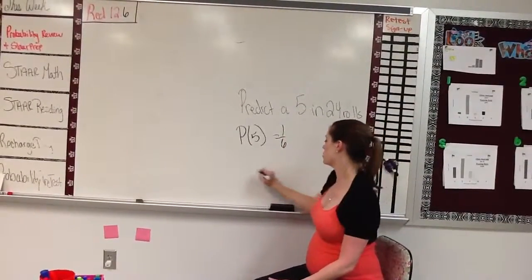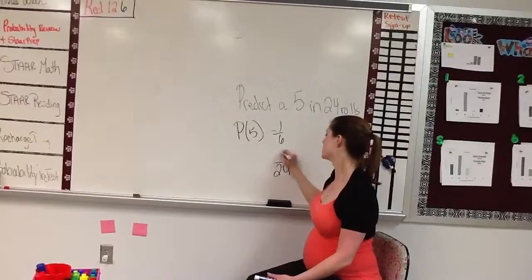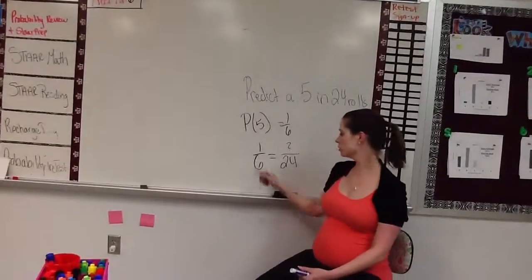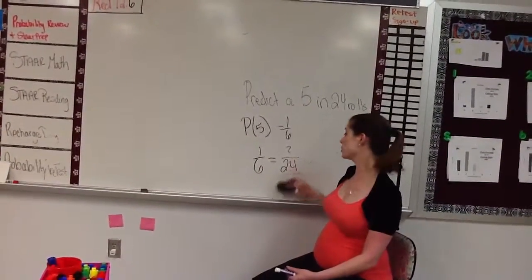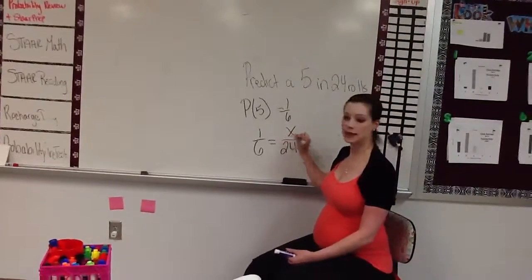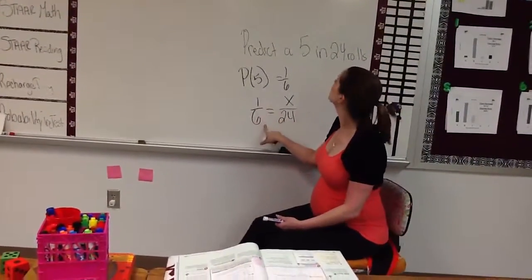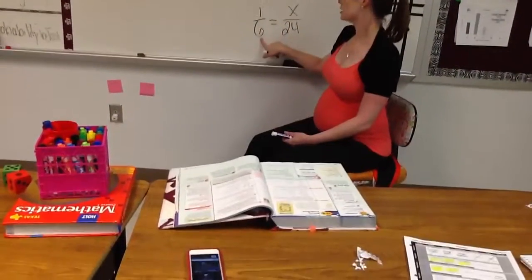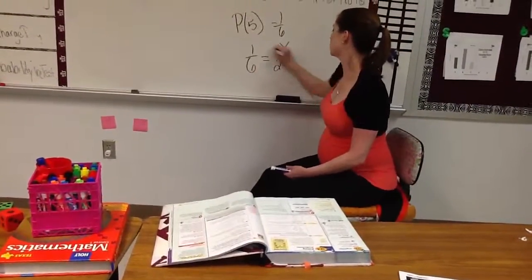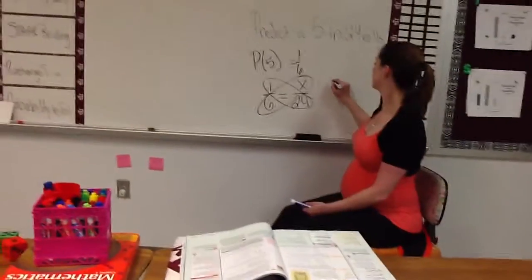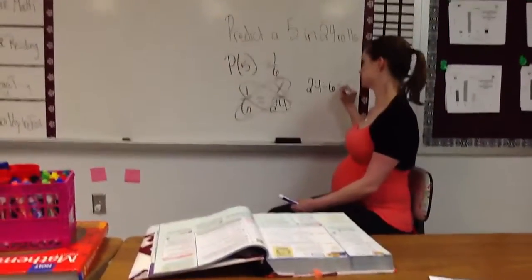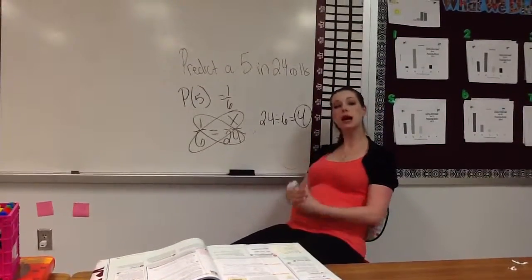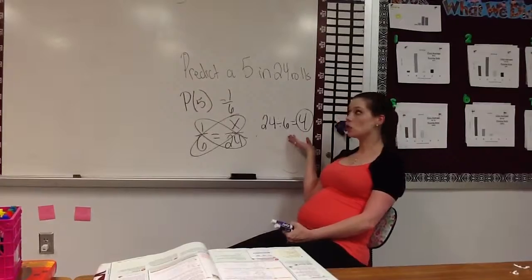If out of 24 rolls, how many of them are 5s? Well, you set up a proportion. We've done proportions before. 1 out of 6. And remember, we're in middle school now, so we don't put question marks or gray boxes. We put an X. Okay? So 1 over 6 equals X over 24. 24 times 1 is 24 divided by 6. Remember, we cross multiply. Alright, so 24 divided by 6 gives me 4. So I'm going to predict that the 5 will come up 4 times. Okay? And that's your predictions.